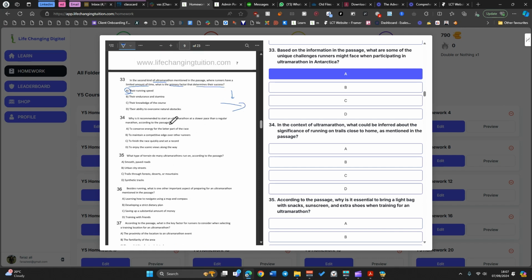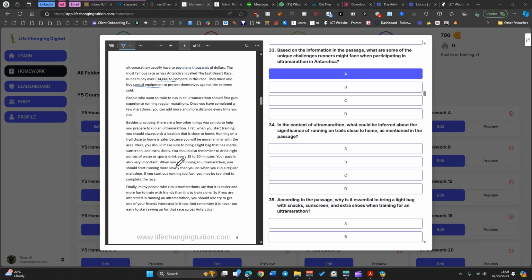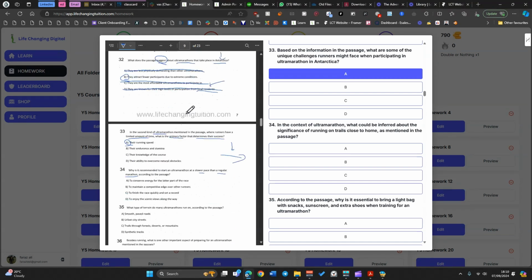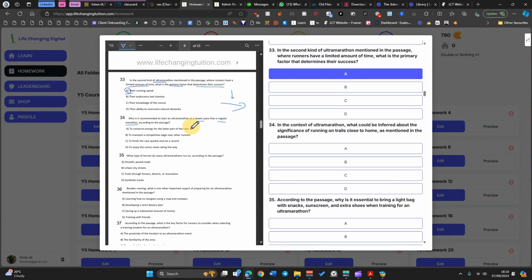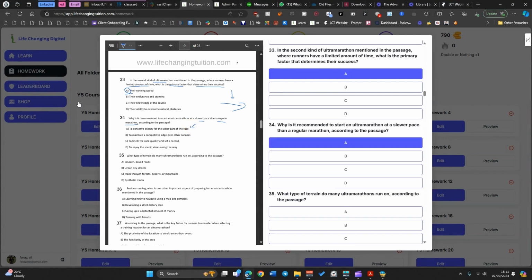Question 34. Why is it recommended to start an ultramarathon at a slower pace than a regular marathon? So it says right here, when you're running, you start slower than a regular marathon. If you start running too fast, you may be too tired to complete the race. So it's because it's a longer race, you want to start off slower, so as to conserve energy for the latter part of the race.